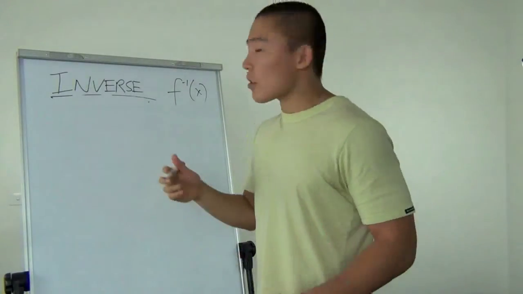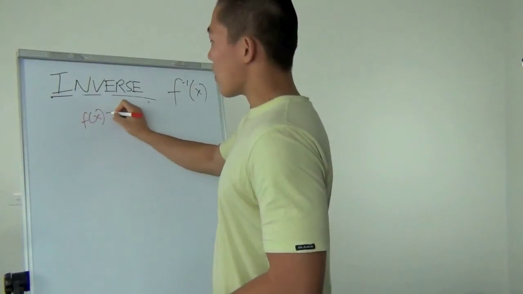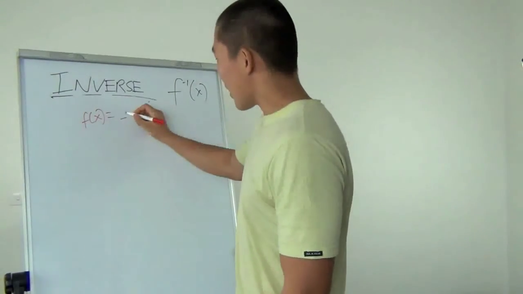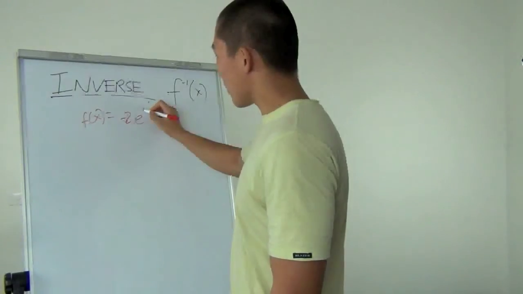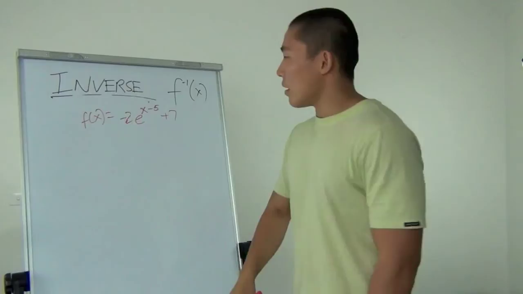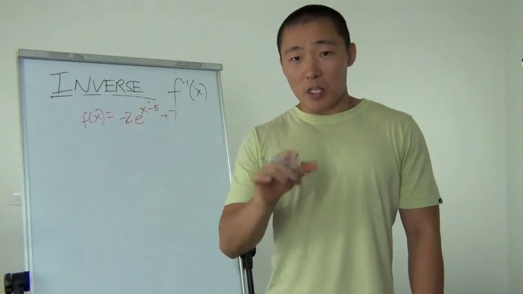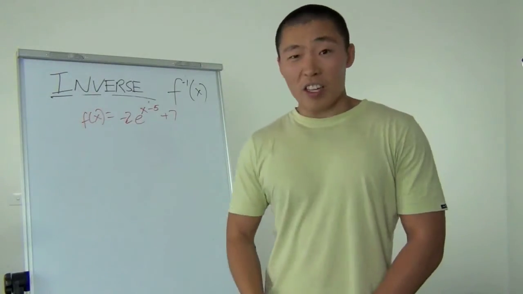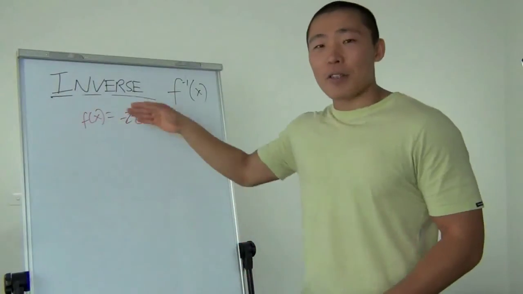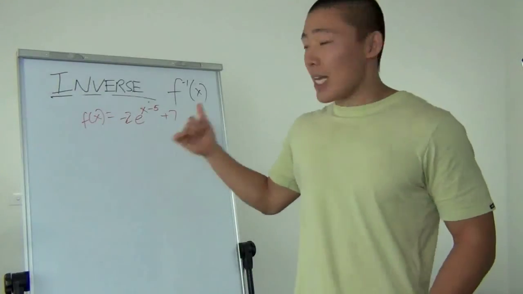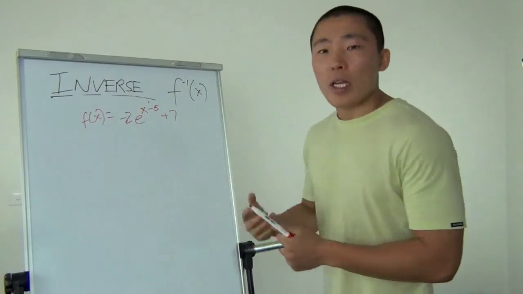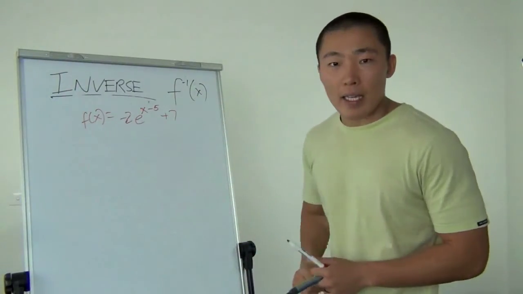Alright, so let's do an example. f(x) equals -2e^(x-5) + 7. Most of you guys out there will be like, ooh, that's a sexy equation. I know, I made it up myself. So let's find the inverse of this. First of all, is that a 1-to-1? Yes, because it's an exponential. You knew that. Second of all, how do we go about getting f⁻¹(x), the inverse?